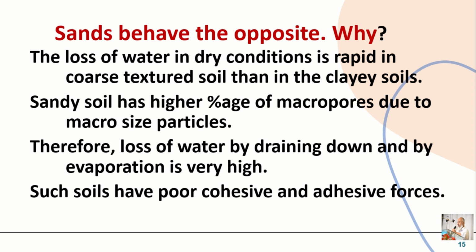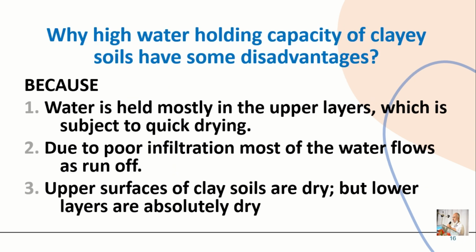Sandy soils behave the opposite, because sandy soil is a coarse soil. The loss of water in dry condition is rapid in coarse textured soil than in clay soil. Sandy soils have a high percentage of macropores and macro size particles. Therefore, loss of water by draining down, or gravitational force, becomes more powerful. It drains the water. Such soils have poor cohesive and adhesive forces. So water is not retained because the forces which retain the water are also poor because of the macro size particles or macro pores.